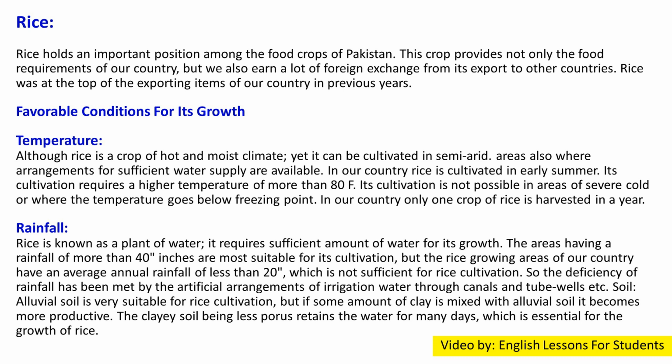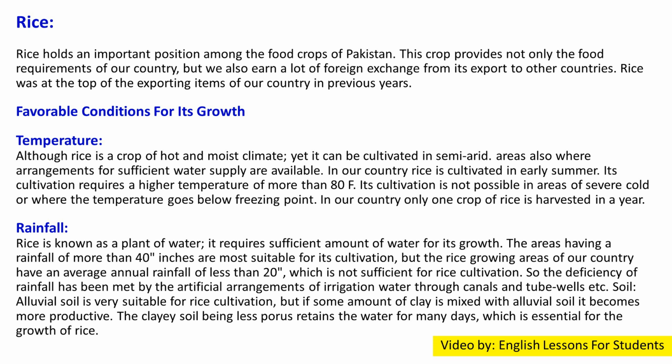Rainfall. Rice is known as the plant of water. It requires sufficient amount of water for its growth. The areas having a rainfall of more than 40 inches are most suitable for its cultivation. But the rice growing areas of our country have an average annual rainfall of less than 20 inches, which is not sufficient for rice cultivation. So the deficiency of rainfall has been met by the artificial arrangements of irrigation water through canals and tube wells, etc.